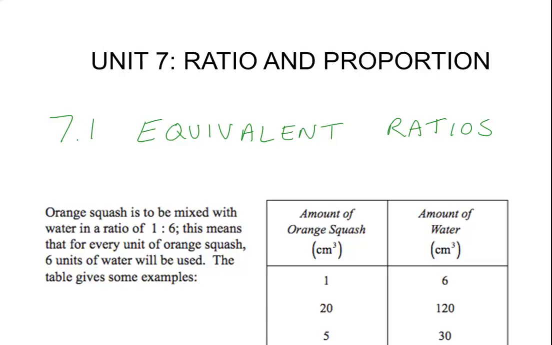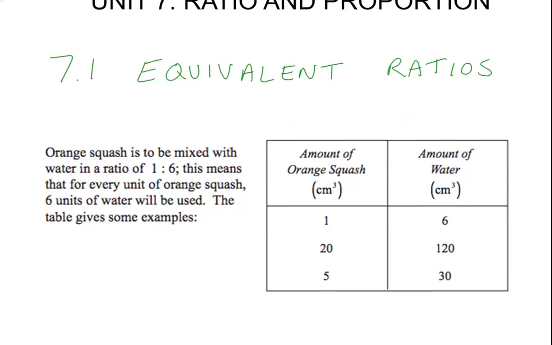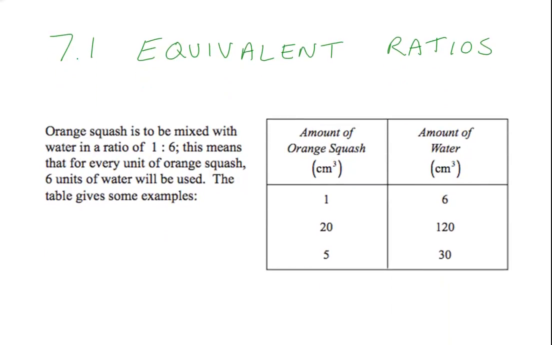Unit 7, Ratio and Proportion. Let's start with 7.1, Equivalent Ratios. Orange squash, if you know it, it's a drink that we mix. It comes with delicious sugary orangey syrup.